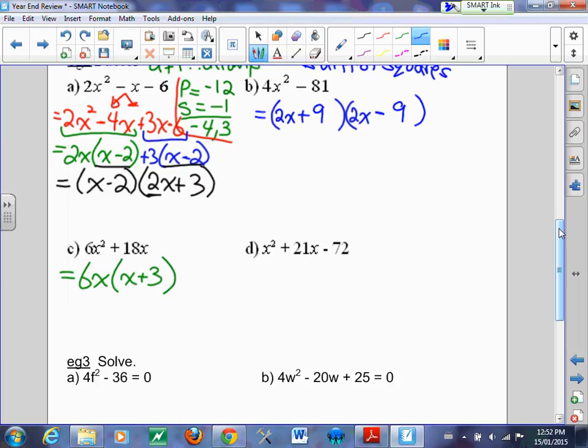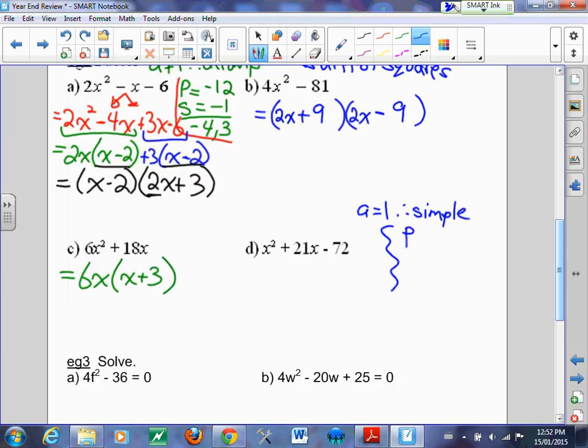Taking a look at D, ladies and gentlemen, look to common factor first. We can't. It is a trinomial because there's 3 terms. So we have to decide if it's simple or complex, meaning decomposition. Look at A. A equals 1, therefore simple. And remember, when we do simple, it's an easier transfer. There's no splitting of the middle term.